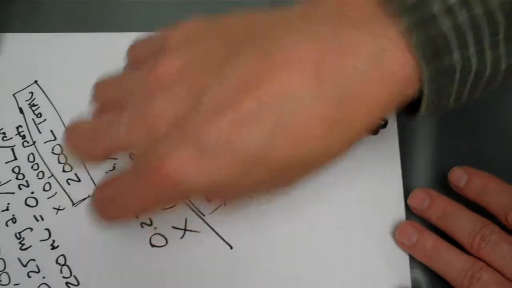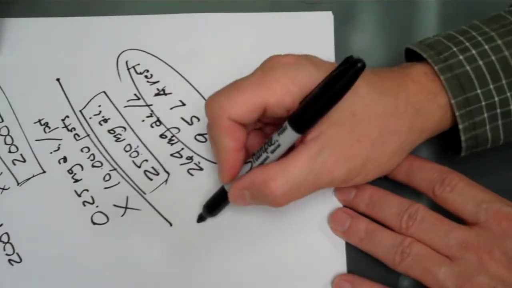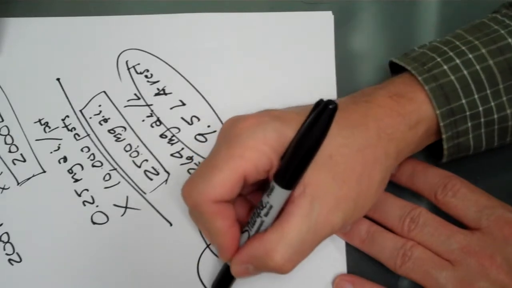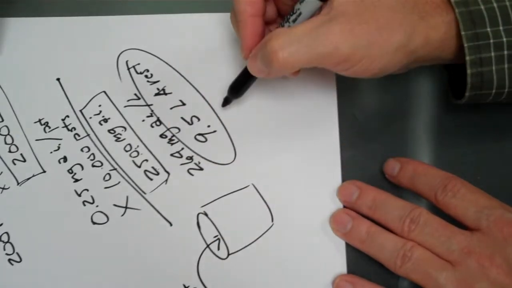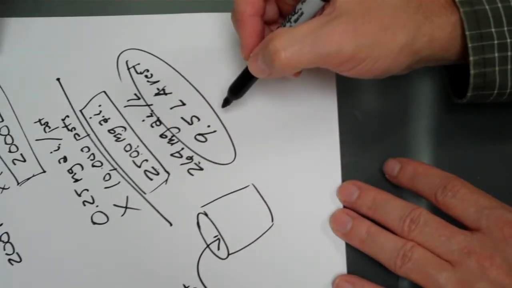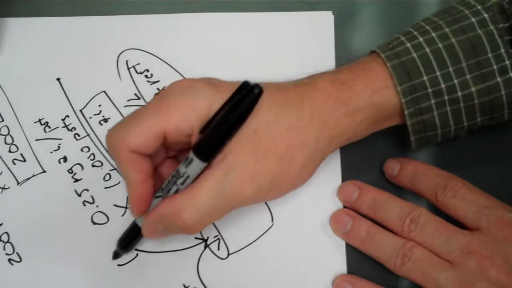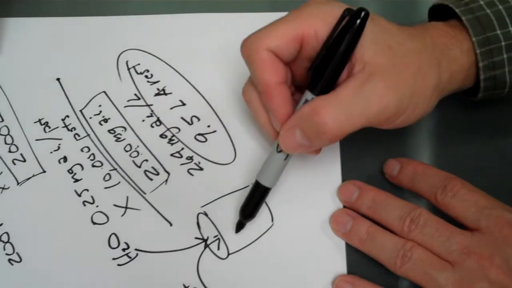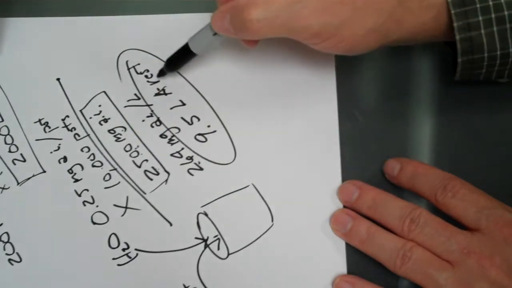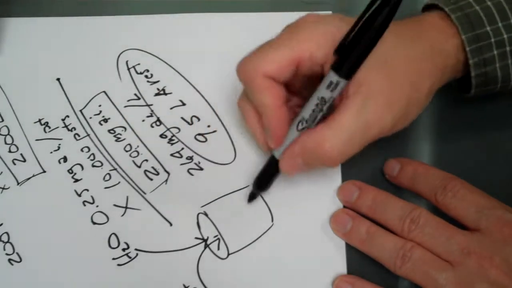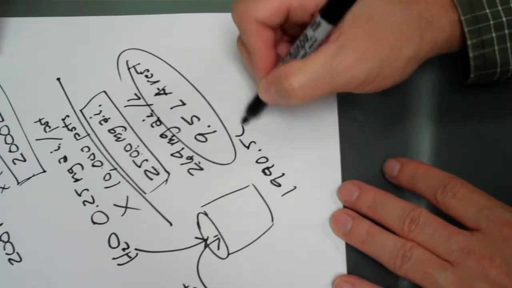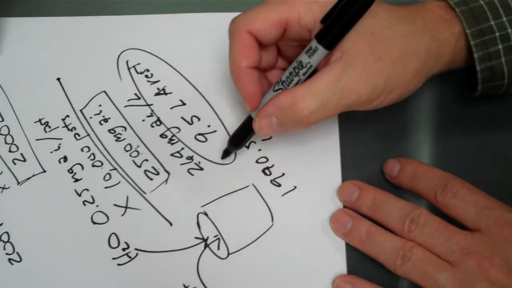We put that into the tank. So the A-rest goes in, and then we add the water and bring that up to a total. So basically what you're going to do is add 9.5 liters of A-rest and 1,990.5 liters of water, to bring it up to the 2,000.